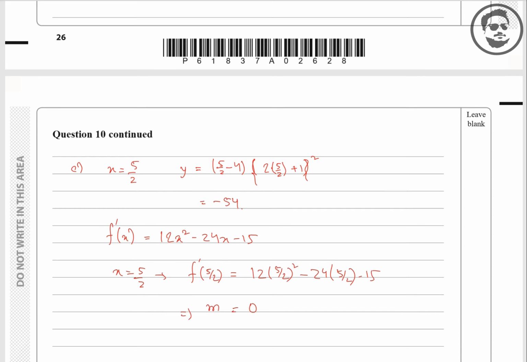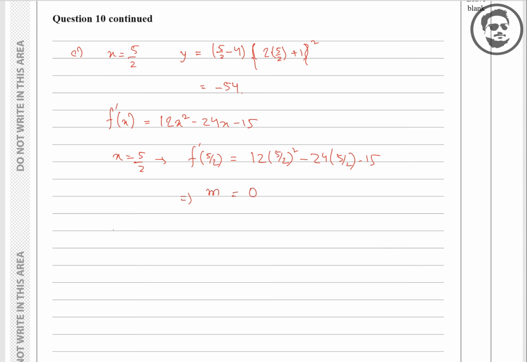equals 0. Now we can use the equation of a straight line formula for getting the equation of the tangent. So y minus y1 equals m into (x minus x1). So our y plus 54 equals 0. So our equation is y equals minus 54. Therefore k is equal to minus 54.